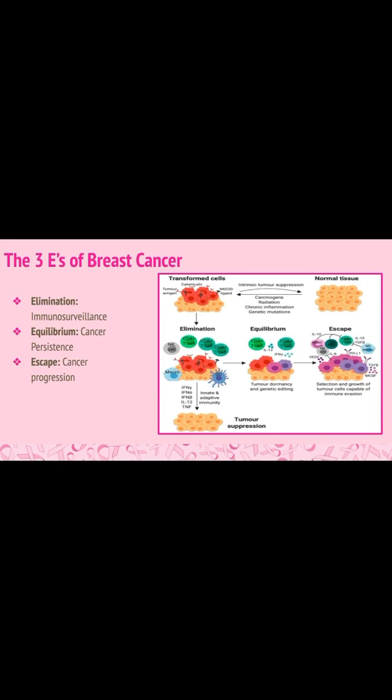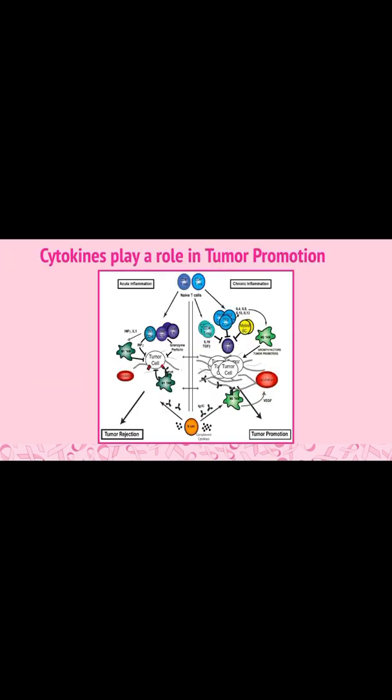During the final phase, the escape phase, cancer cells grow into a large mass and are able to evade the immune system response by upregulating PD-L1, secreting immunoinhibitory cytokines, and recruiting tumor-promoting immune cells. The modified cancer cells also downregulate tumor antigens, calreticulin, and NKG2D ligands, which helps them evade the immune system. Cytokines play a role in tumor promotion.